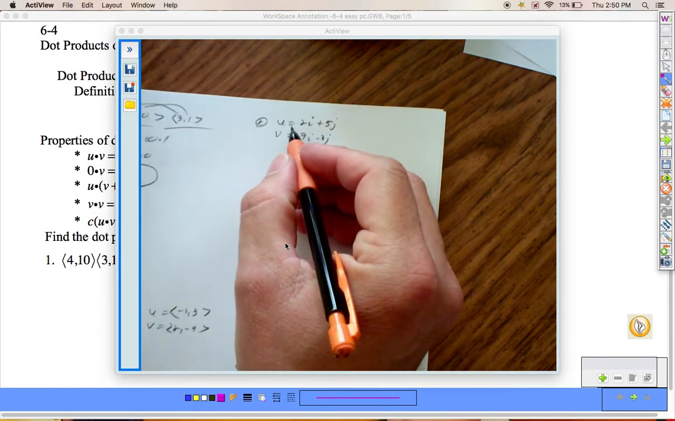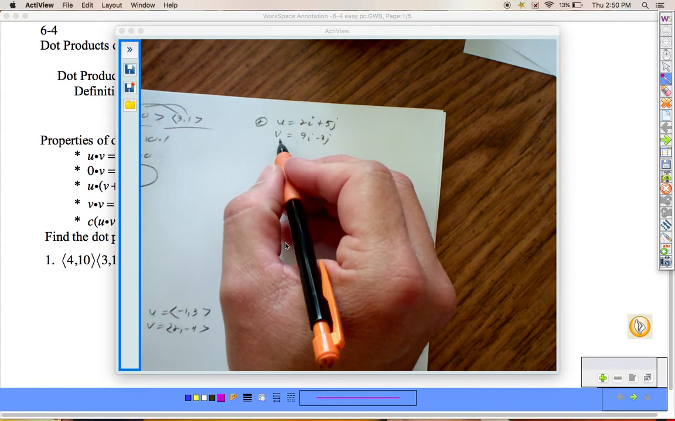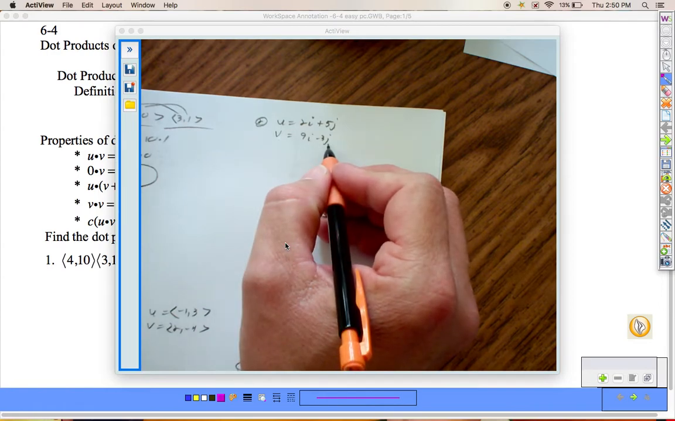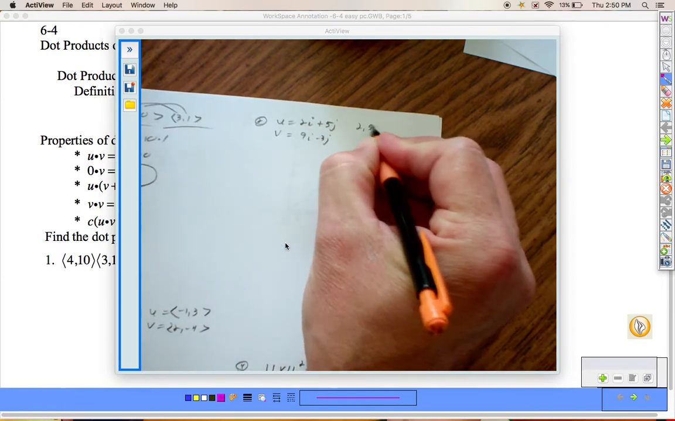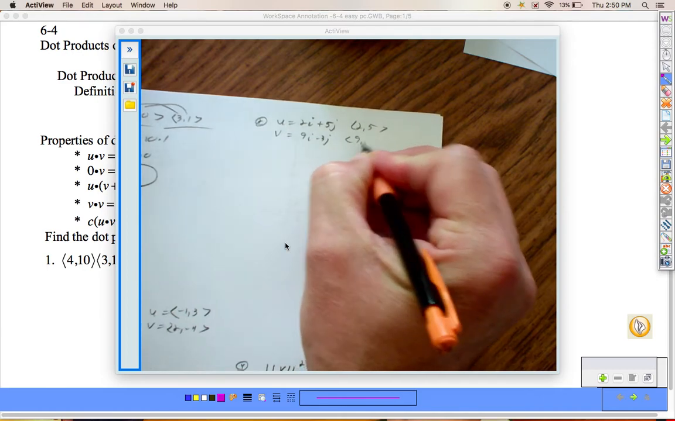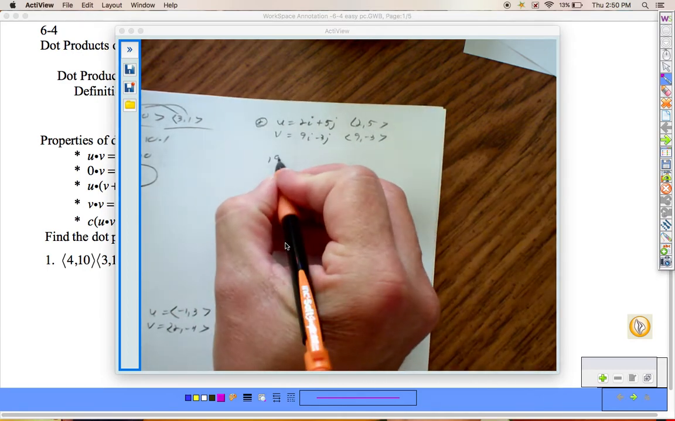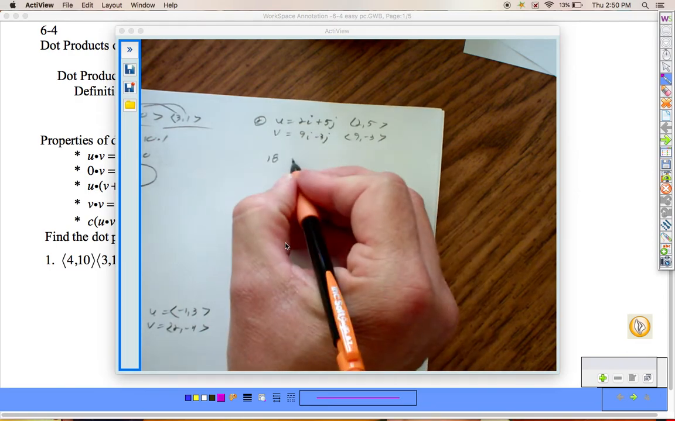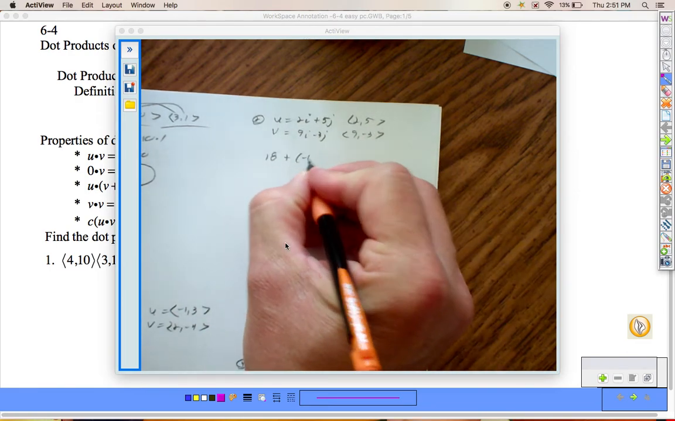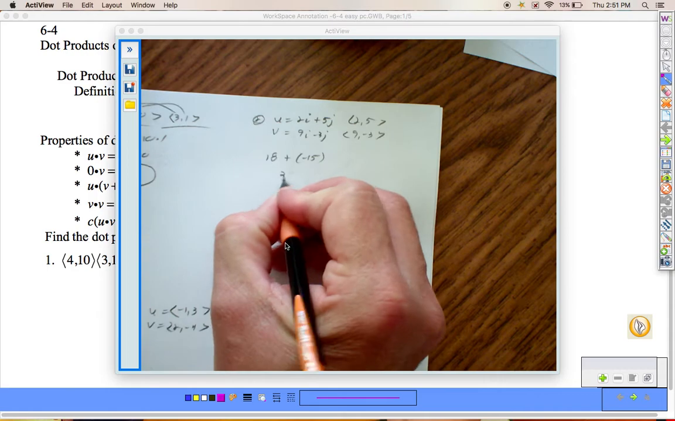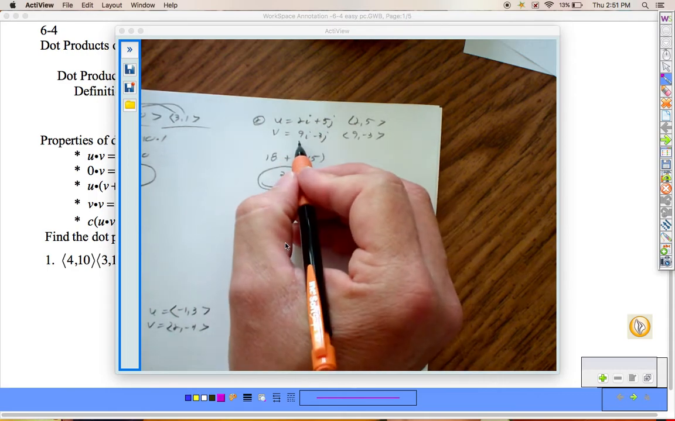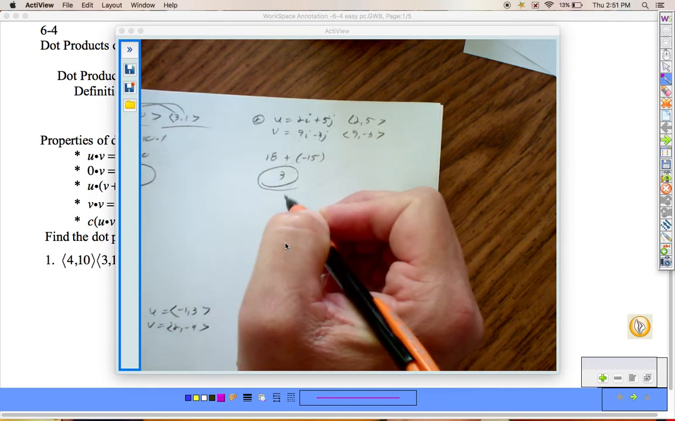All right, vector u is 2i plus 5j. Vector v is 9i minus 3j. So that's 2, 5, and 9, negative 3 if you need to. So I'm going to do 2 times 9 is 18, plus 5 times negative 3 is negative 15. My dot product is going to be 3. Multiply, multiply, add them together. Dot product's a number.